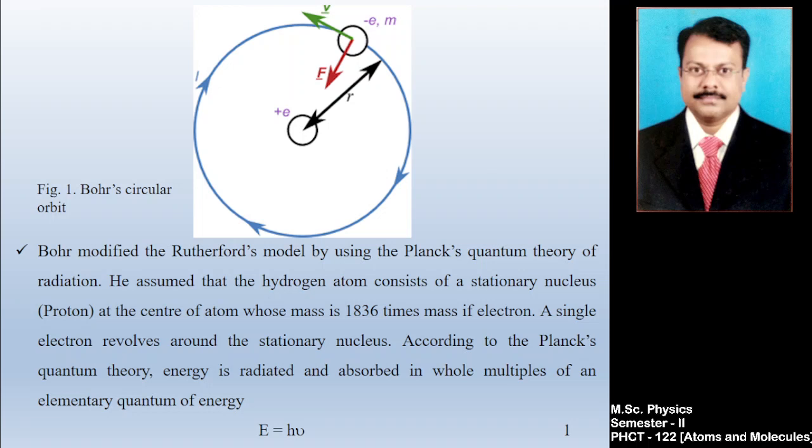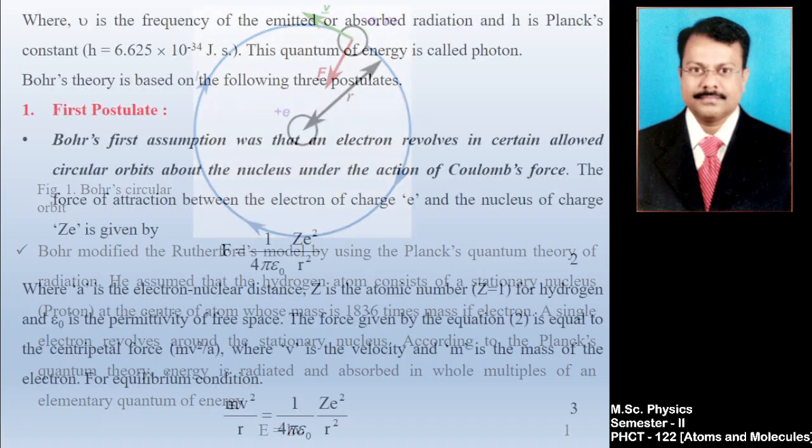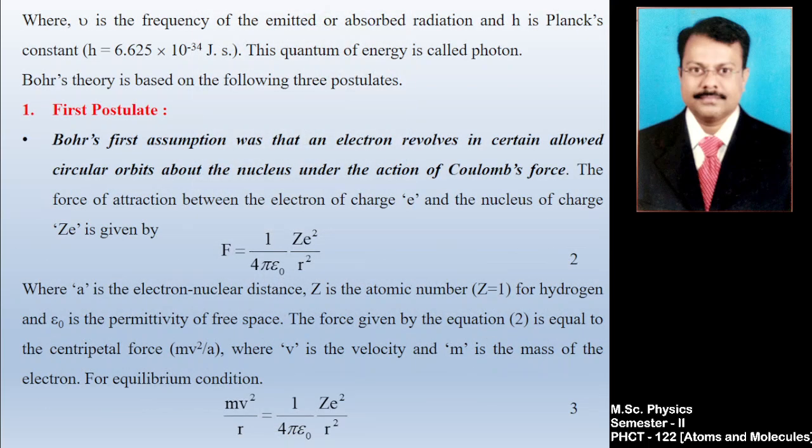According to Planck's quantum theory, energy is radiated and absorbed in whole multiples of an elementary quantum of energy. The energy is h nu. This is equation 1. Here nu is the frequency of the emitted or absorbed radiation, and h is Planck's constant. The value of h is 6.625 times 10 to the power minus 34 joule second. This quantum of energy is called a photon.